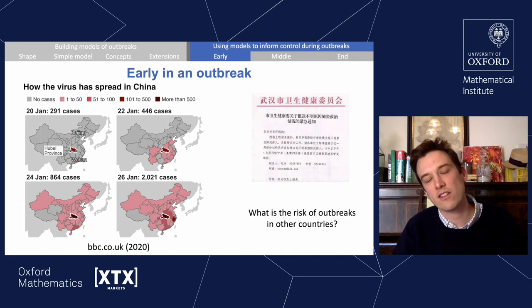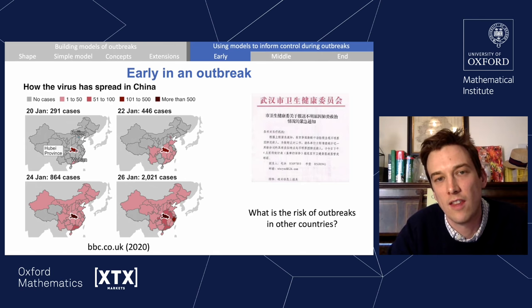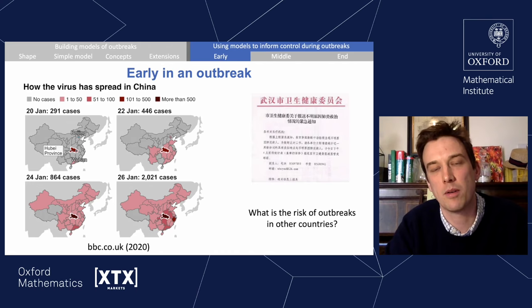What we've talked about so far is how a very basic infectious disease outbreak model can be developed. That outbreak model matches the kind of shape of most infectious disease outbreaks. We've talked about various concepts like the reproduction number and herd immunity, and how models can be extended from the very basic model I showed you near the beginning to much more complex settings that are much more realistic. What I'm going to talk about now is how models can be used to inform control during outbreaks. Clearly one example of this is the ongoing COVID-19 pandemic.